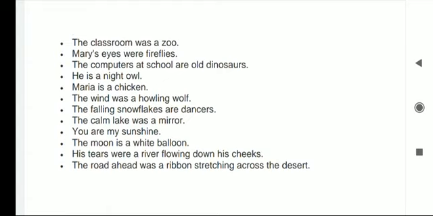The calm lake was a mirror. You are my sunshine. The moon is a white balloon. His tears were a river flowing down his cheeks. These are examples of metaphor.